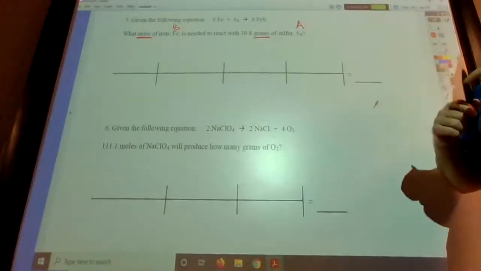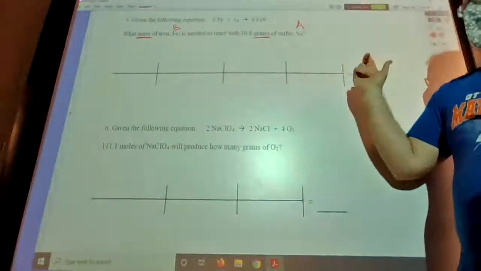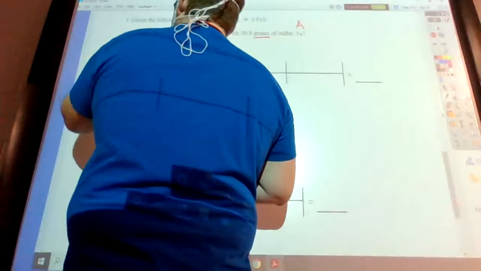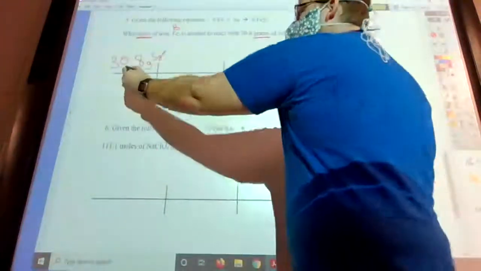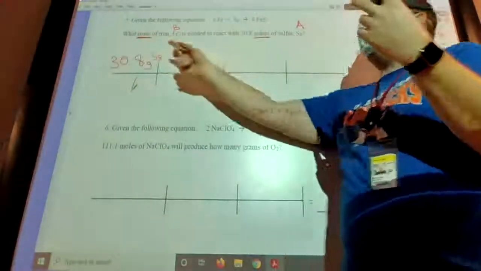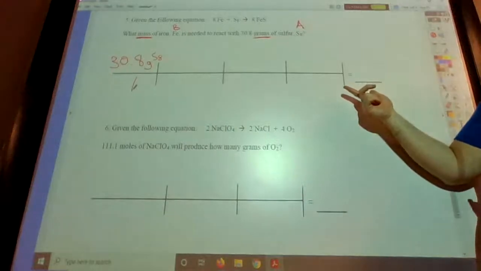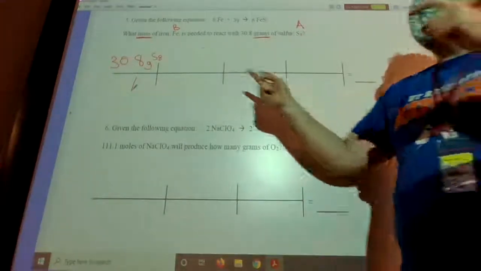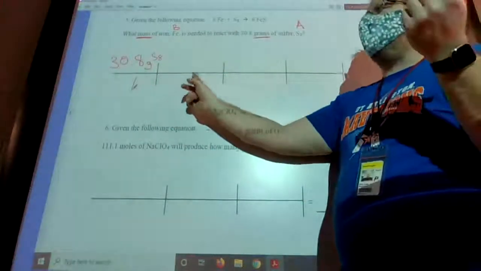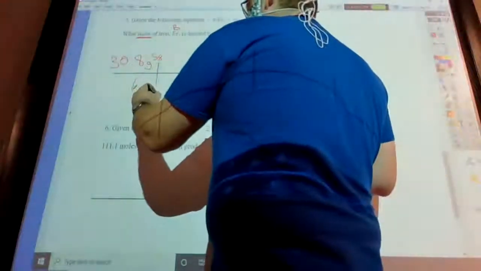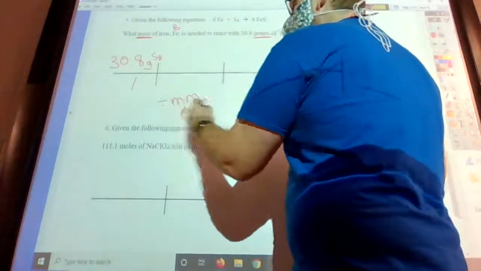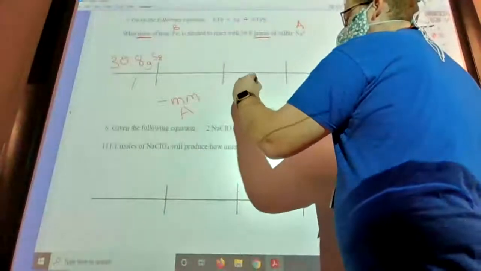So now, what's the first thing I always want to put down here? The number it gives you, my starting number. So I want to start with my 30.8 grams of sulfur, S8, and put that over one. Then I'm going from grams to grams, so this is a mass to mass. I have three conversion factors I need to do. Looking at that flowchart, going from mass of substance A to mass of substance B, what's the first thing I need to put here? The molar mass. So I need to divide by the molar mass of chemical A. What goes in the middle here? Mole ratio in the middle.